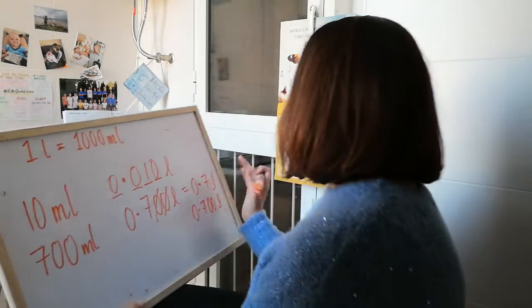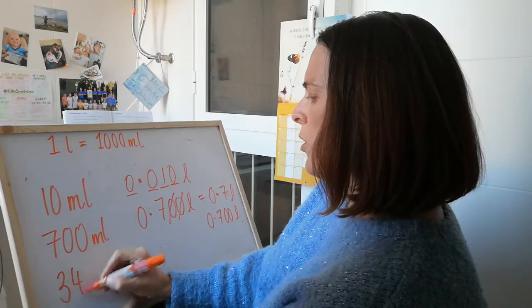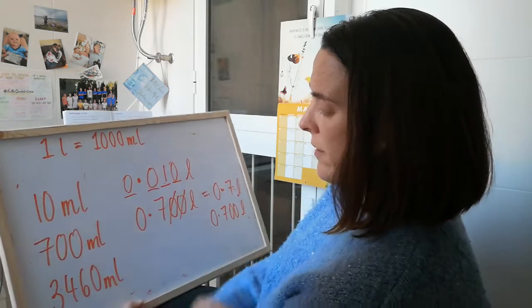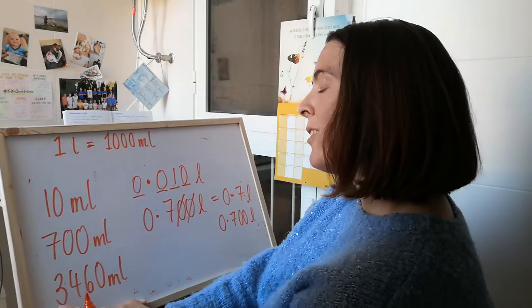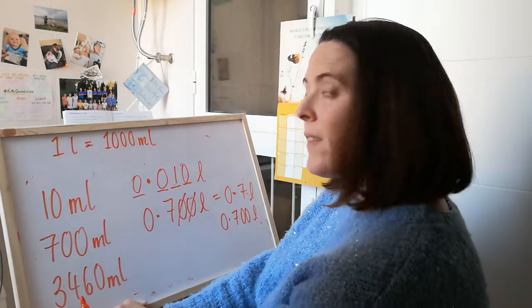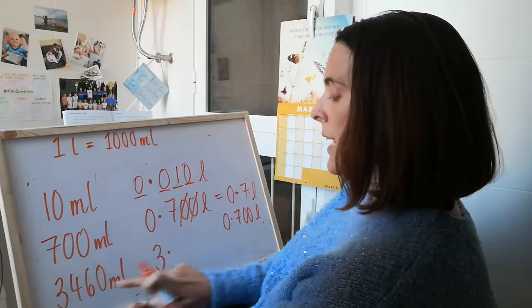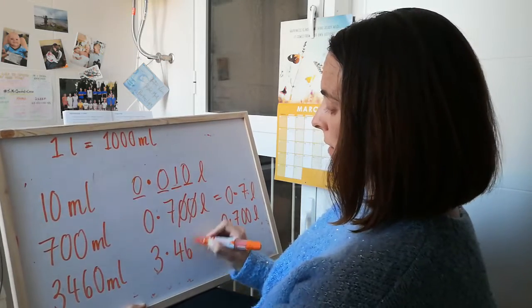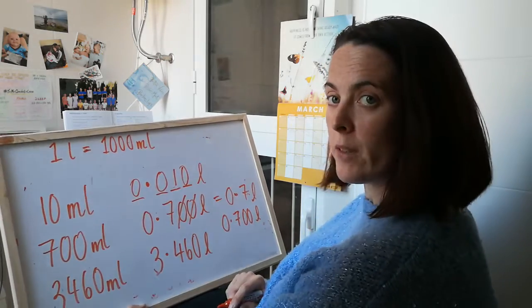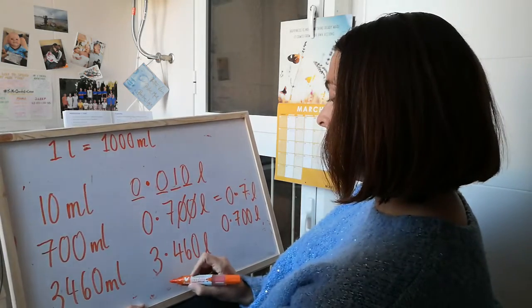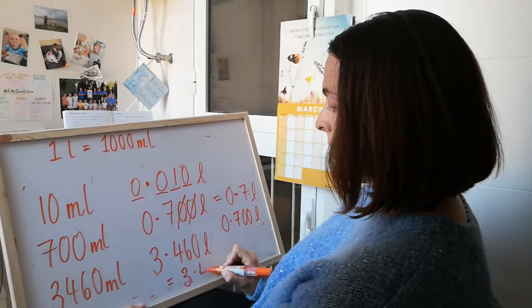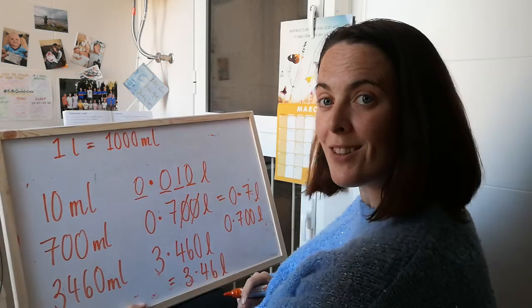And one more, 3,460 millilitres. We can see that there are 3,000. That's 3 full litres. So the 3 will go before the decimal point, and then simply 0.460 after the decimal point. And remember that the last 0 doesn't matter, so we can write it also as 3.46 litres.